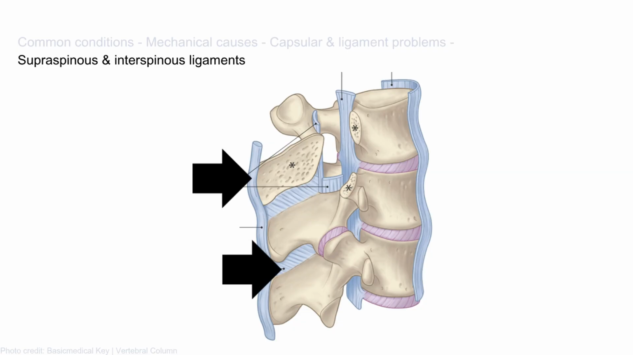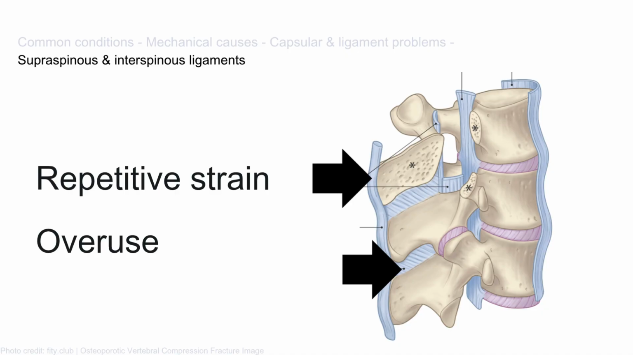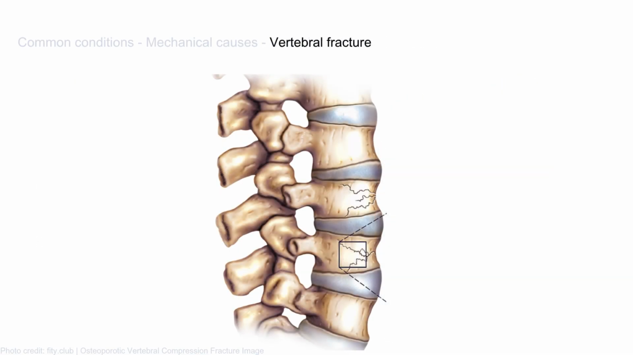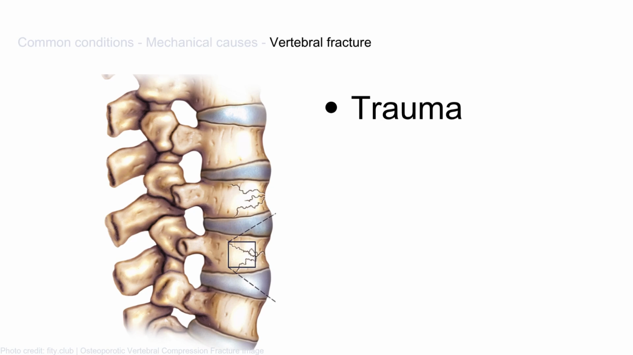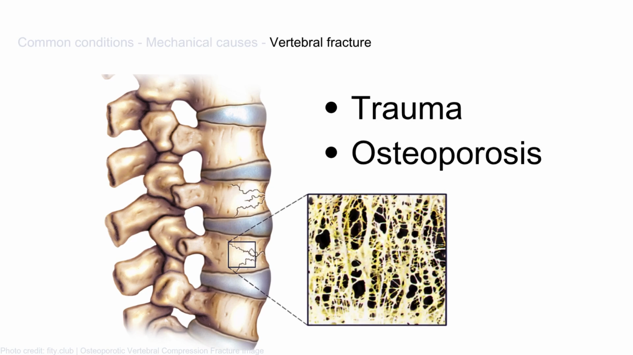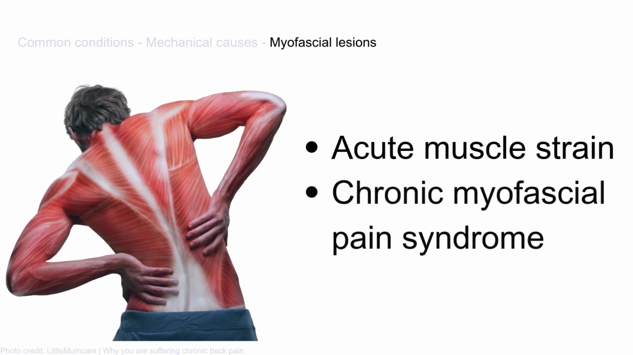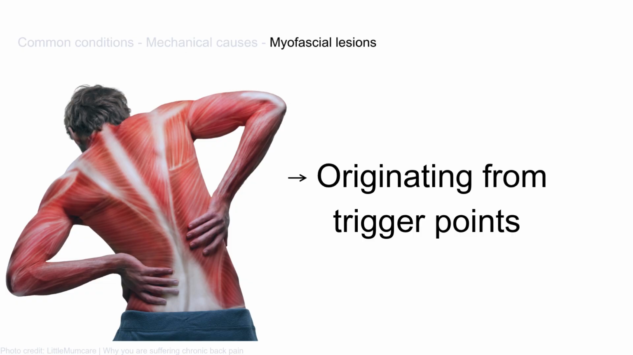Supraspinous and interspinous ligaments lie between and on top of the spinous processes. They can be irritated by repetitive strain or overuse, and they are often tender if you press on them directly. Vertebral fractures are often caused by trauma or weakened bones, like in osteoporosis. Lower back pain can also stem from acute muscle strain and chronic myofascial pain syndrome. Myofascial pain specifically refers to discomfort originating from trigger points in muscles or fascia.